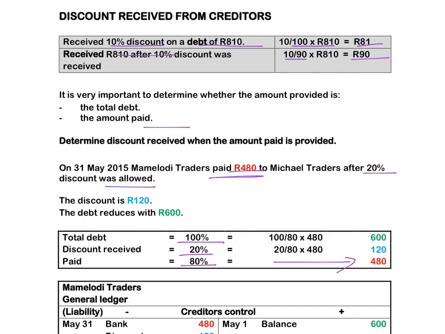If I want to calculate the discount, the percentage that I want at the top, the percentage that I know at the bottom times 480. So 480 times 20 divided by 80 will give me 120 Rand. The total debt for the creditor was 600 Rand.